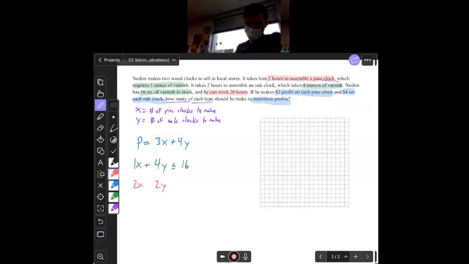So if we take time and we add it to time, right? And we should get that 20. So what should it be? Greater than or equal to, less than or equal to? Why is it less than or equal to?